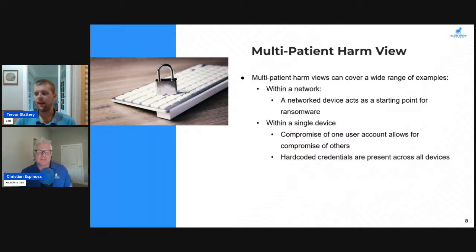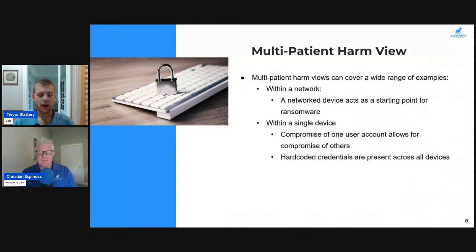Yep. And it's unfortunately way too common to see hard-coded credentials present in medical devices. It's easily caught by static testing tools, but it's not at the front of mind for a lot of developers, which is why we emphasize the security by design approach as opposed to trying to bolt it on at the end.